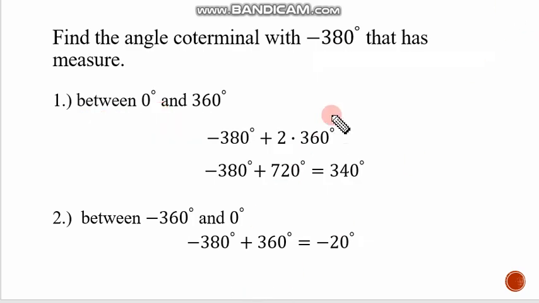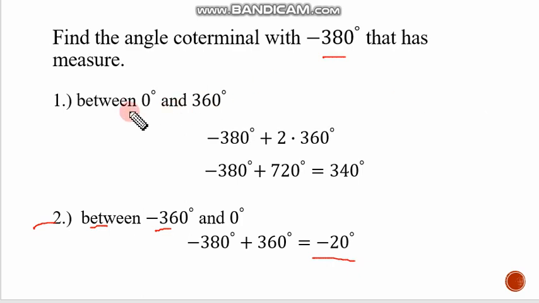For the same question, a different condition: we want an angle between negative 360 degrees and 0 degrees. So we locate the coterminal angle: negative 380 degrees plus 360 degrees is negative 20 degrees. That is in between negative 360 degrees and 0 degrees. So again, to identify the coterminal angles of a given angle, you just add or subtract 360 degrees if it is a degree measure.